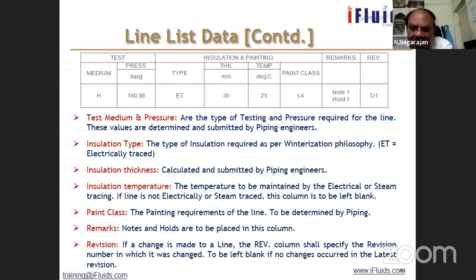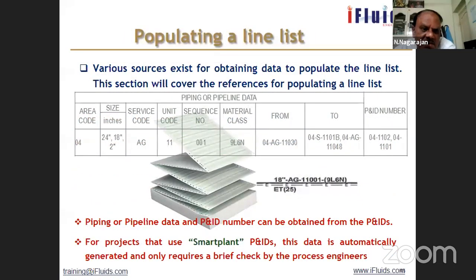Then we put remarks, note 1, hold 1, etc. Revision. Every document developed by process or any engineering discipline for that matter will undergo a number of revisions. Changes keep happening. So this is revision D1. So we have seen the parameters. So this we have to prepare for all the pipes in the plant. So you can see it will be a voluminous thing. Just I have shown a bunch of papers here. Like that, the line list runs into a number of pages.